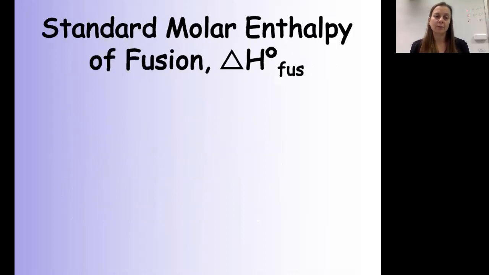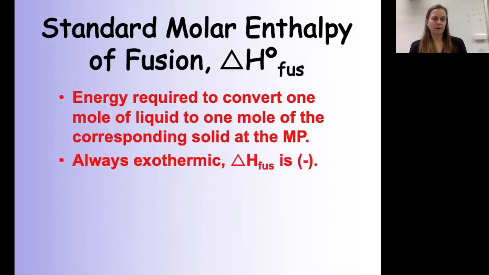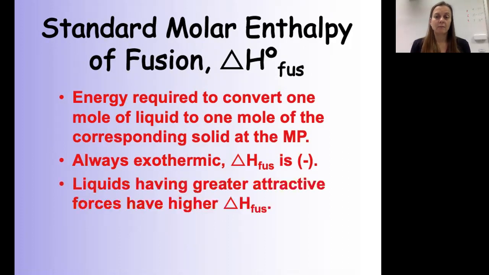Again, standard molar enthalpy of fusion is delta H of fusion. This is the energy required to convert 1 mole of liquid to 1 mole of solid at the melting point. Now, written this way, molar enthalpy of fusion, it's going to be negative because this is the energy converting one mole of liquid to 1 mole of solid. So this is actually the freezing enthalpy. And again, higher intermolecular forces, higher delta H of fusion.